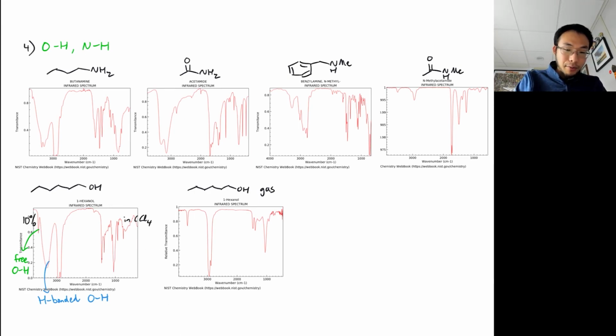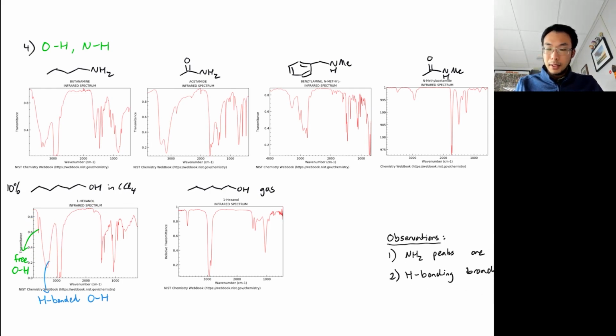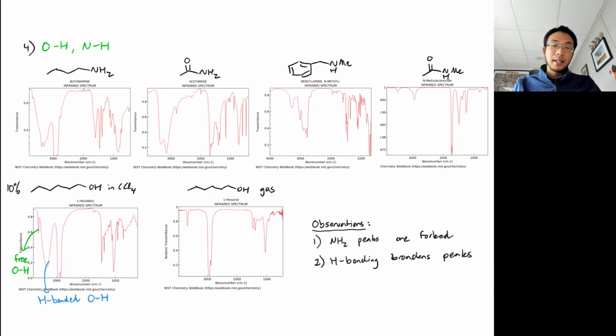Just to give you a frame of reference, the data on the left is from a sample of hexanol that's 10% in a tetrachloromethane solution. So 10% of the molecules in this sample are hexanol, and what you're seeing is that the vast majority of them are hydrogen bonding. So just to get the words on the screen again, some key observations here are the NH2 peaks will come up as two little peaks, and hydrogen bonding tends to lead to really broad peaks.